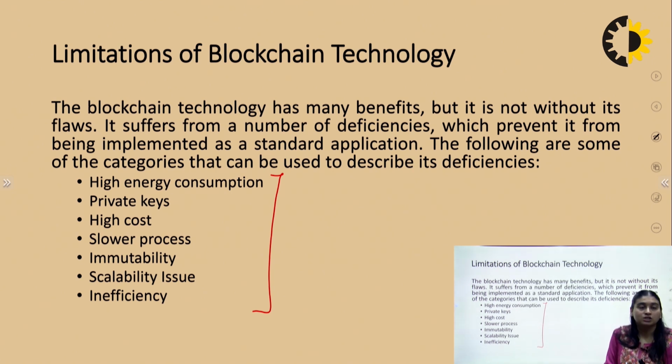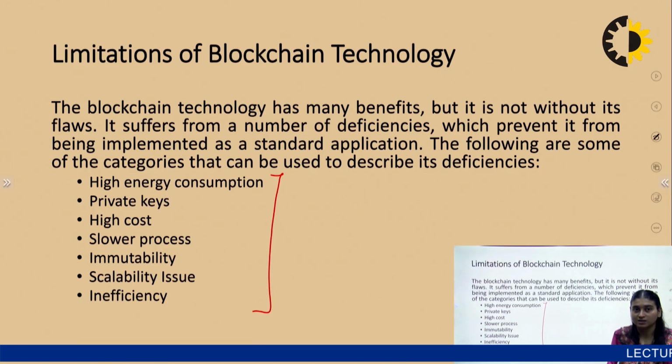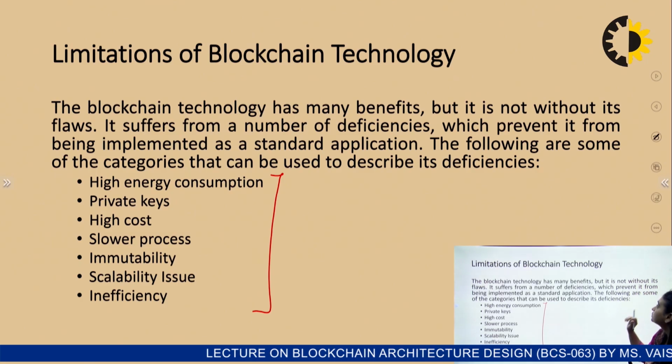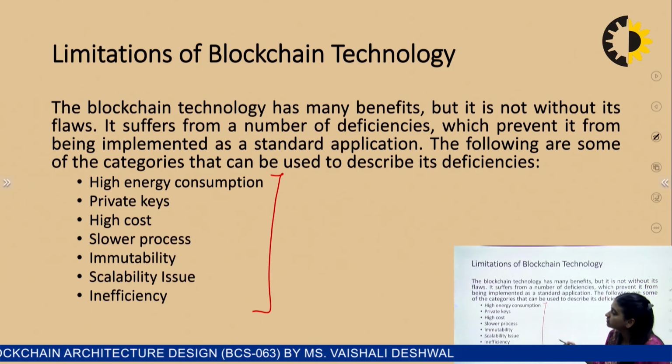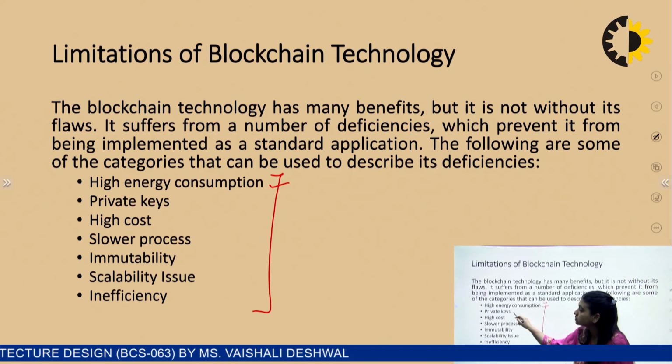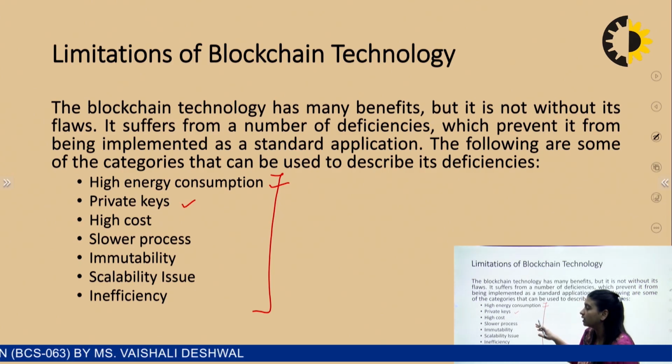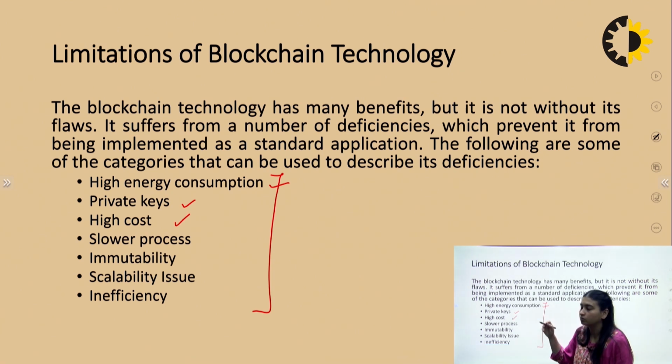The blockchain technology has certain benefits as well as some challenges also. But it is not without its flaws. It has some pros and cons. It suffers from a number of challenges which prevent it from being implemented as a standard application, and these are some challenges. The very first one is the high energy consumption. Then we use private key. We'll see how these are a challenge. Then high cost is involved while we are employing the blockchain, and then it's a slower process.